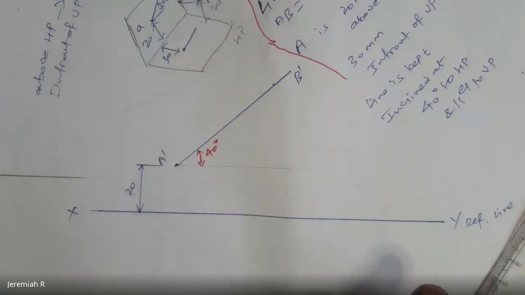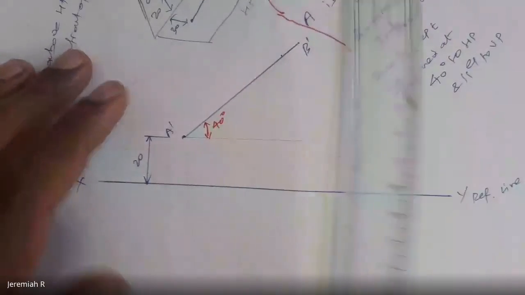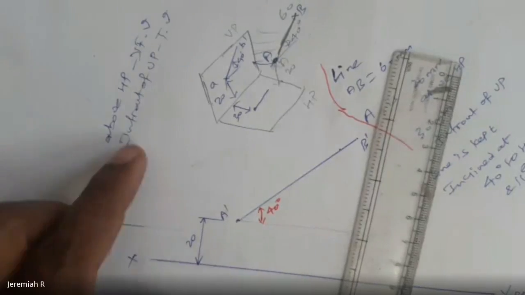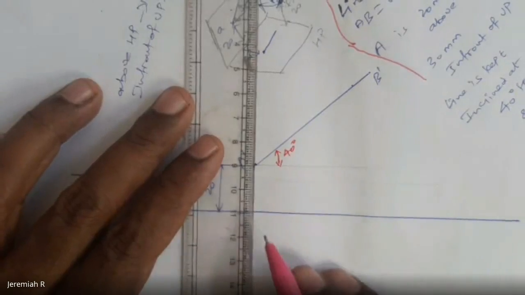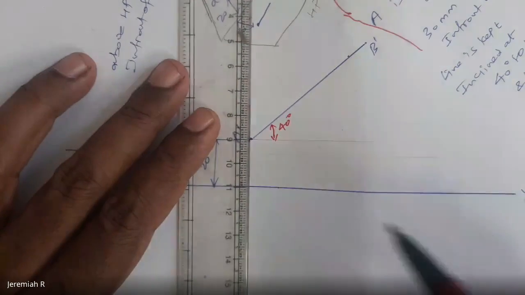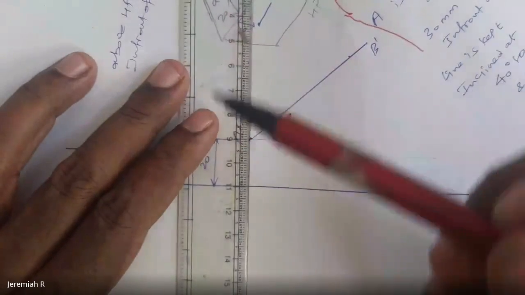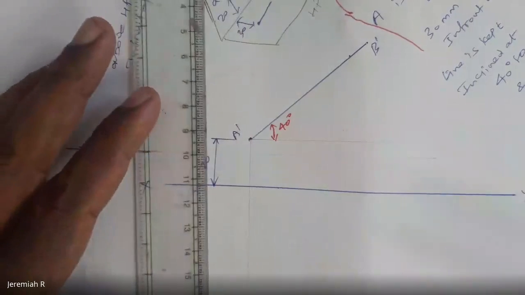Okay, so top view, what do you have to do? What is the gap here, in front of VP? In front of VP, the distance is 30 mm. From this particular point, draw a projection line. It should be very, very light. Just hold the pencil somewhere here and give a little pressure, so you can draw very light lines like this.